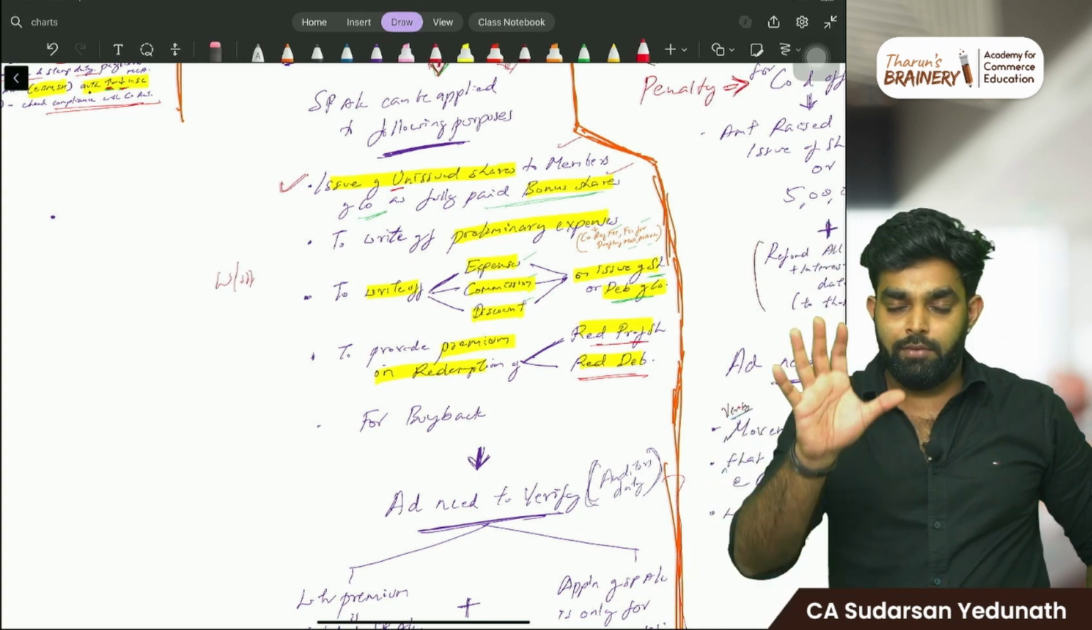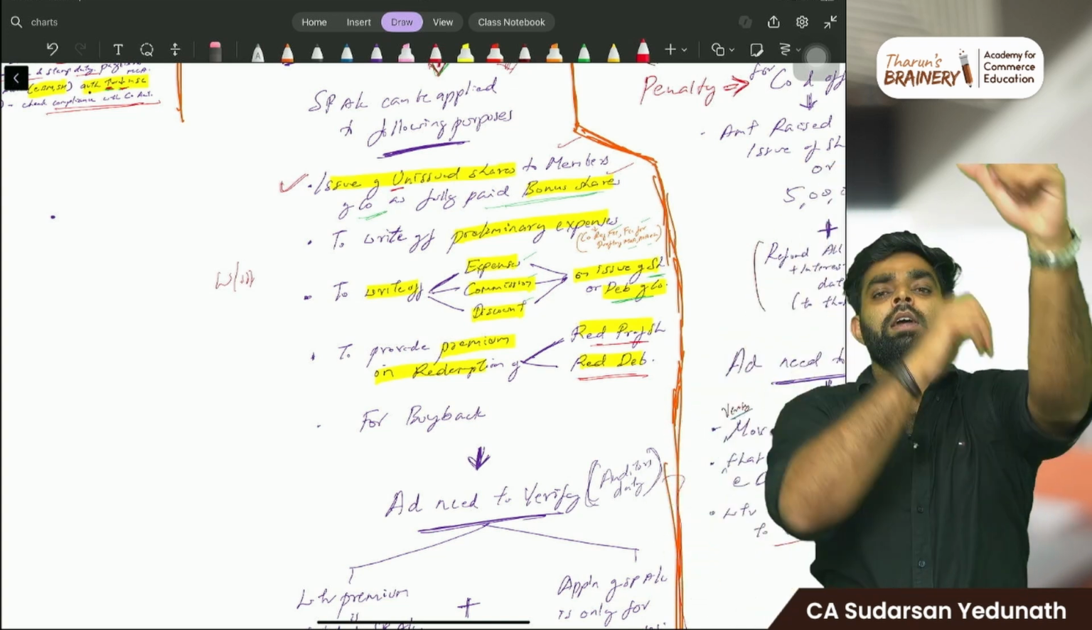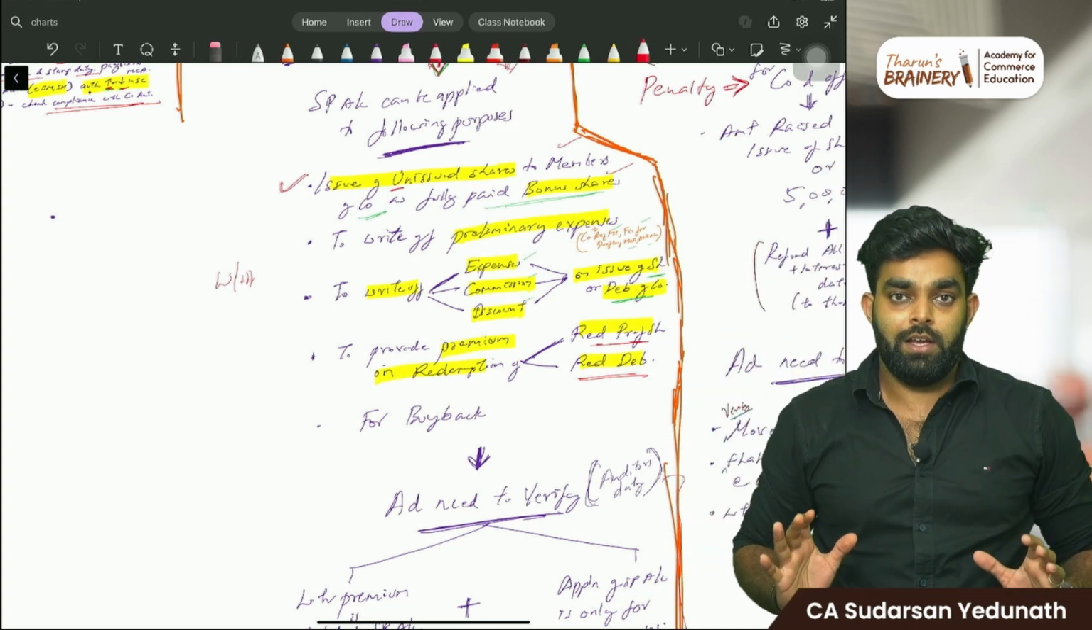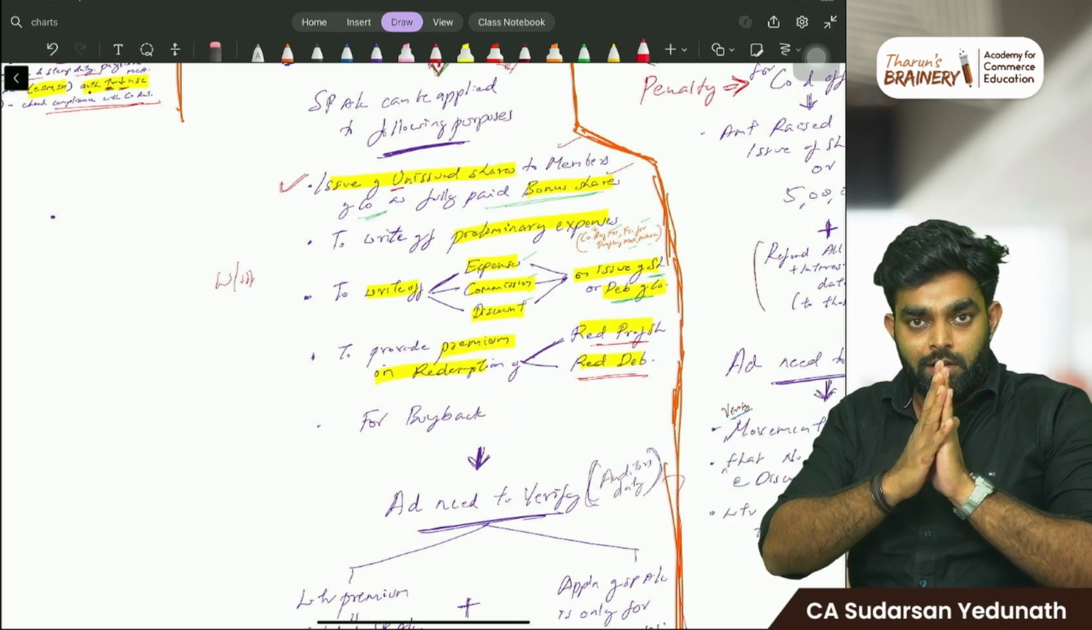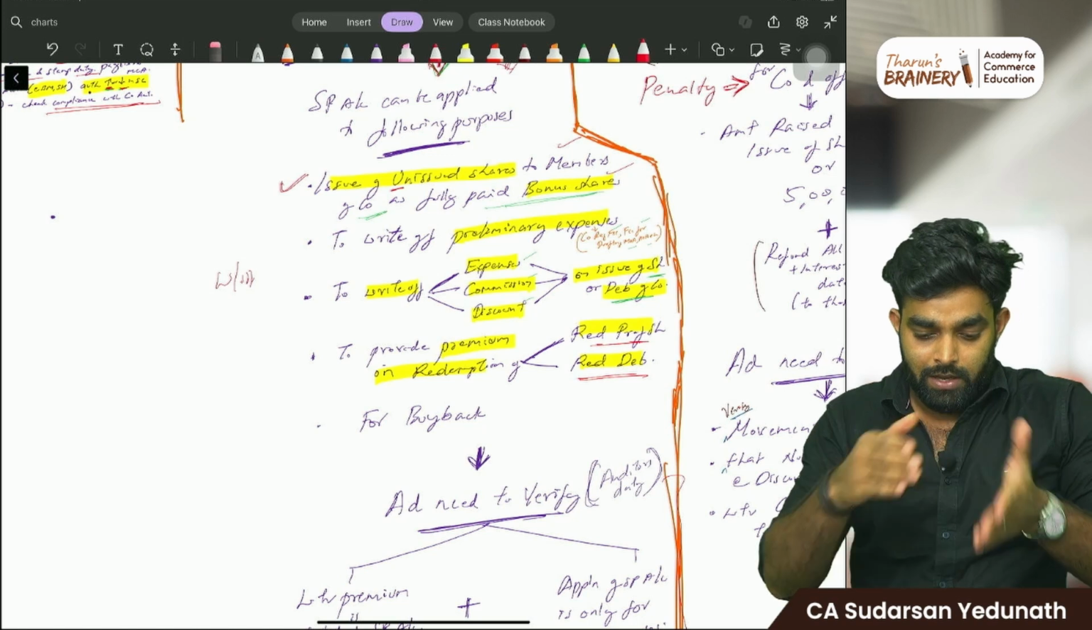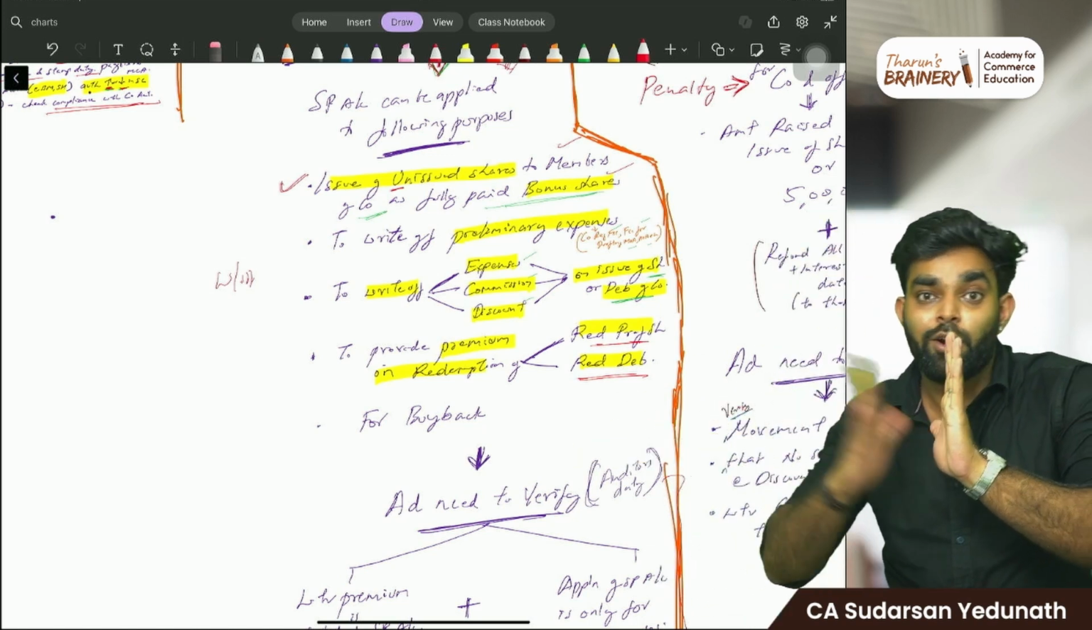I'll give you the clarity on this. Normally when a company issues shares, the shareholder gives money to the company, right? So the company is giving shares and money is coming in. In this case, money is not coming in.